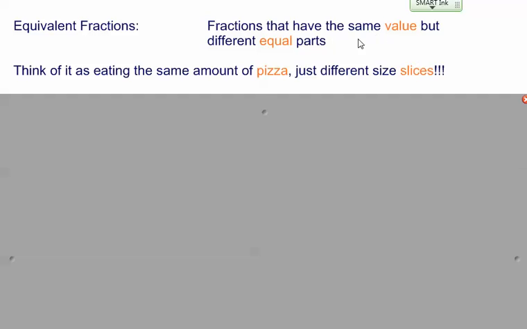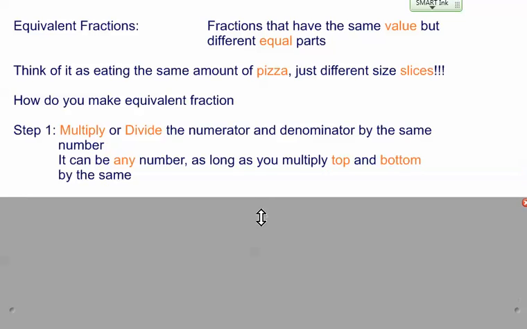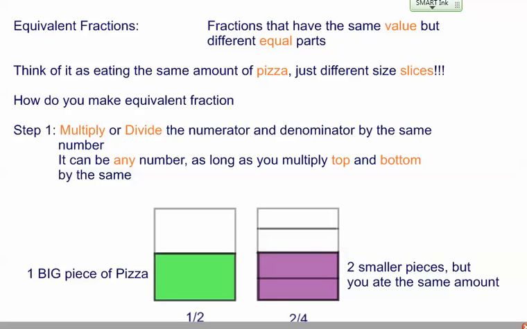Remember, when you see things in red, those are things that get put in your notes. How do you make equivalent fractions? Well, it's super easy. All you do is you multiply or you divide the numerator, which is the top number, north, remember, numerator north, and the denominator, which is your down number, D down, by the same number. It can be any number as long as you multiply the top and bottom by the same. Let's take a look at some equivalent fractions.